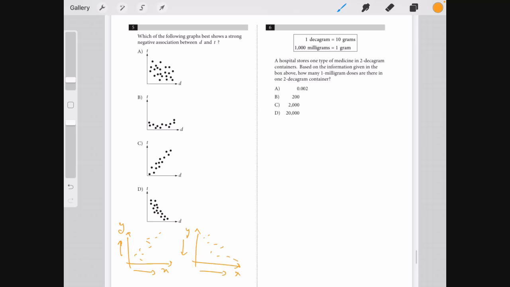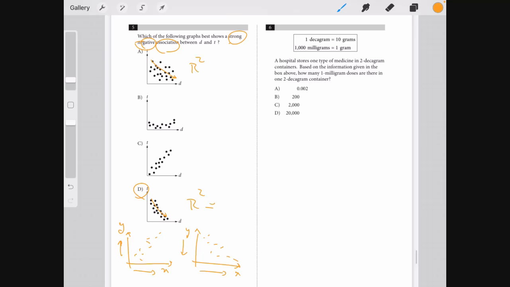So we need a strong negative association. D is the answer, right? It's going down. Why do we not choose A? Because it's not strong. It seems it has a correlation, it's negative, but it's not strong. Because the data are scattered, so our R squared value is not as strong as the R squared value here.